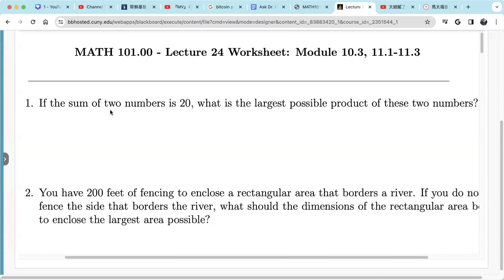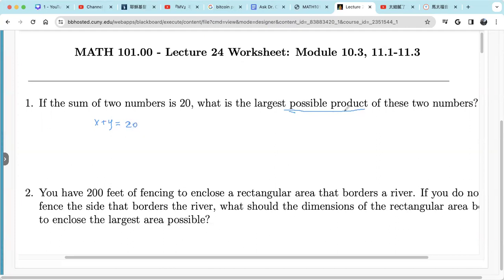If the sum of two numbers is 20, what's the largest possible product? So largest possible product of those two numbers. Let's call the two numbers x and y. By the way, you can use any variable, right? So two numbers, sum is 20. That means x plus y equals 20.